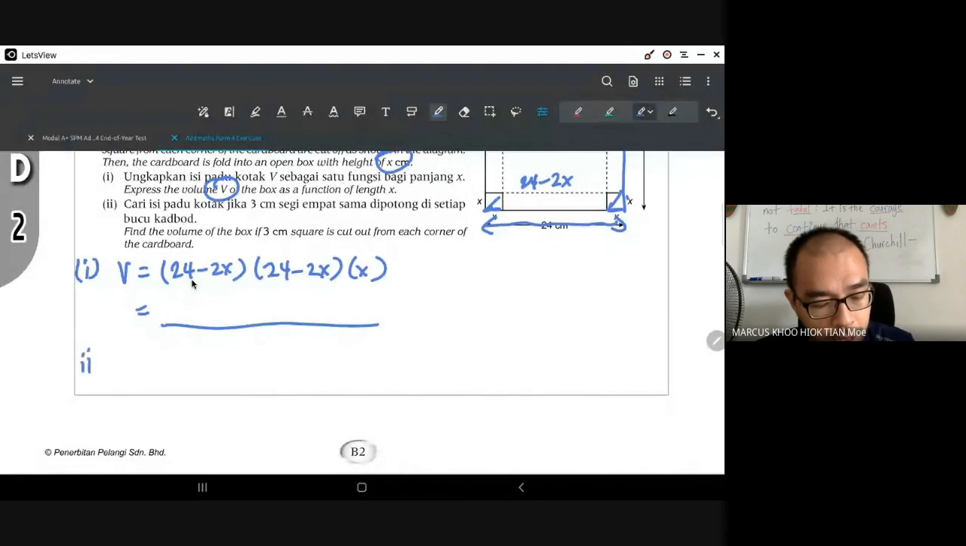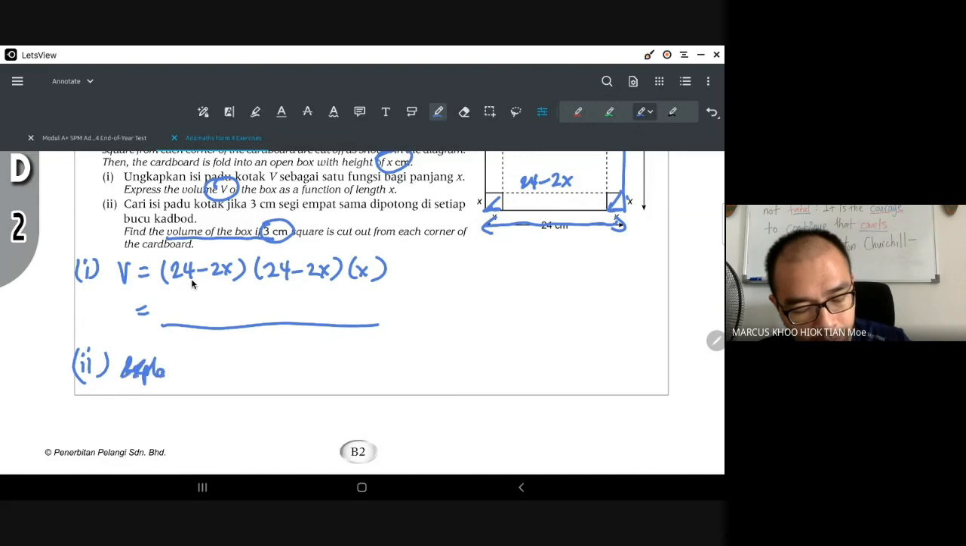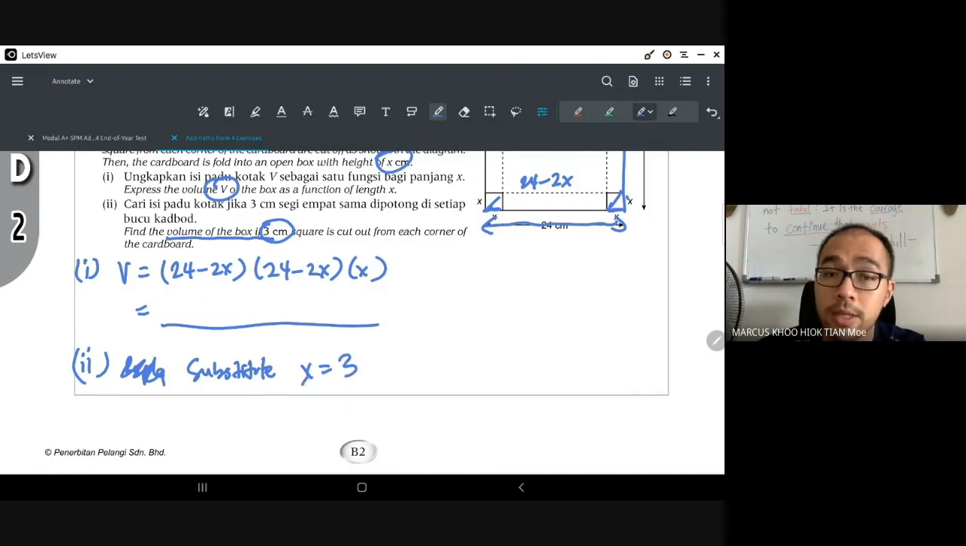Second question. Find the volume of the box if a 3 cm square is cut out. So substitute x equals 3. Once you substitute x equals 3, then you should be able to get the answer already lah.